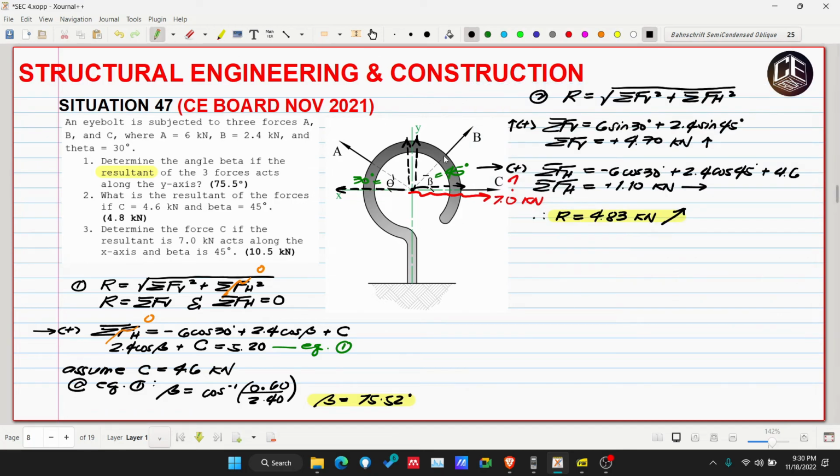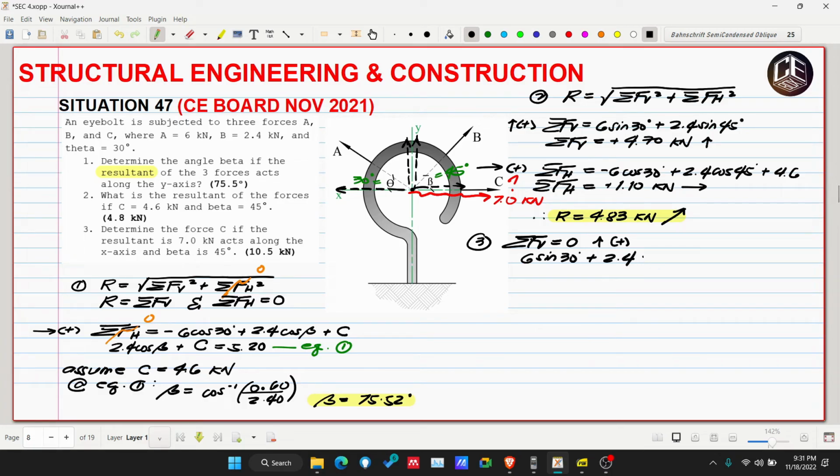So, number 3. If our resultant is just horizontal, it means our summation of FB is equivalent to 0. So, we can start here. Then, our upward forces are positive. So, A is positive: 6 multiplied by sine of 30 degrees plus B, which is 2.4.